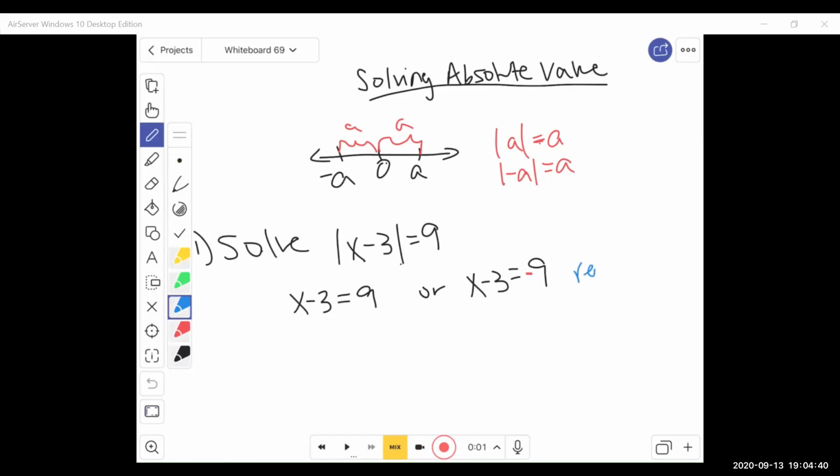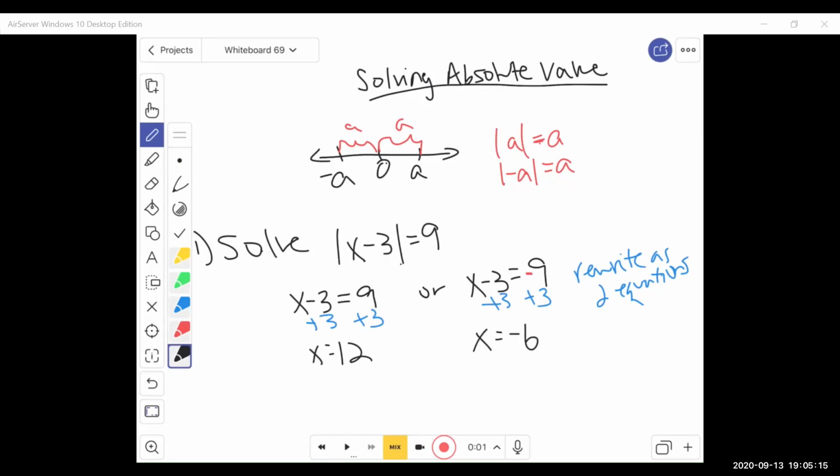Rewrite as two equations. Why do we need to rewrite? We need to rewrite because I could be going to the right, or I could be going to the left. So everything inside, once it's isolated, equals positive 9, or it could equal negative 9. Now we're just going to solve for x. We can add 3 to both sides. So 9 plus 3 is 12. Here, negative 9 plus 3 is negative 6.